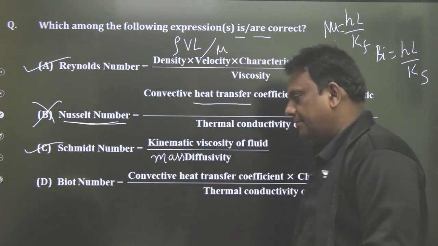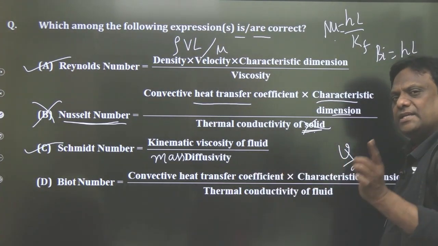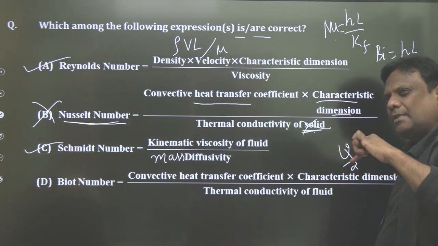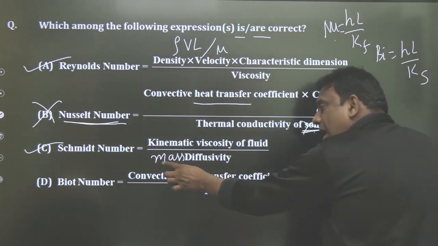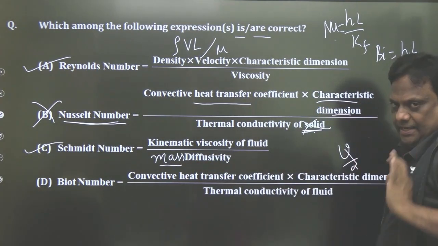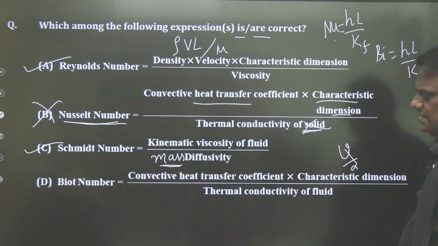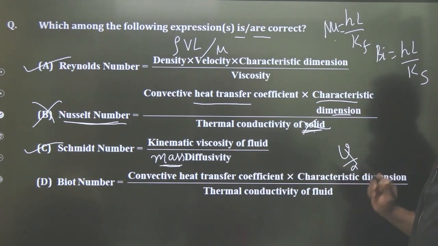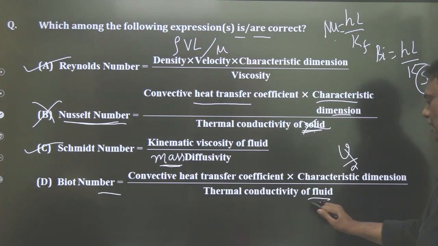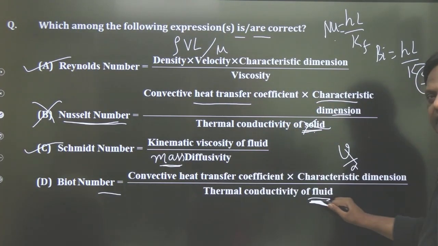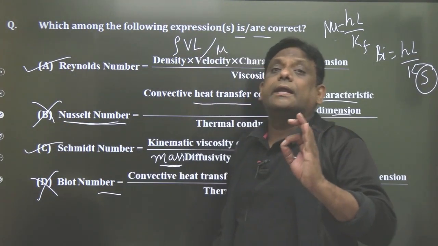Kinematic viscosity of fluid by mass diffusivity, it is absolutely correct. Now, let's see Biot number. In case of Prandtl number, it is momentum diffusivity by thermal diffusivity, but in Schmidt number, it is mass diffusivity, so be careful. Yes, it is correct. Next, hL by k, and in Biot number, here it has to be solid, but that fellow has given it as fluid. So this is absolutely wrong. So A and C are correct options.